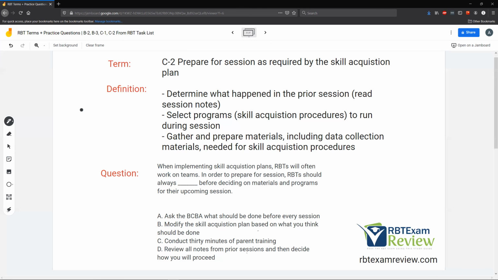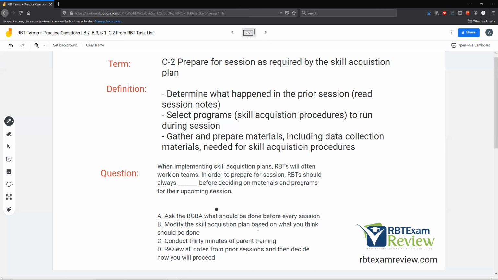Now, this is difficult for new RBTs in the beginning because it's kind of overwhelming. But eventually, you're going to be on a session or a client for so long that it will be second nature, okay? You will come to session knowing exactly what you need to do and what you're going to do that day. Still, you should always read session notes before and understand what's going on outside of your session, okay?